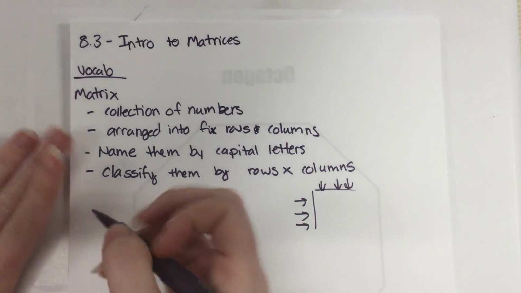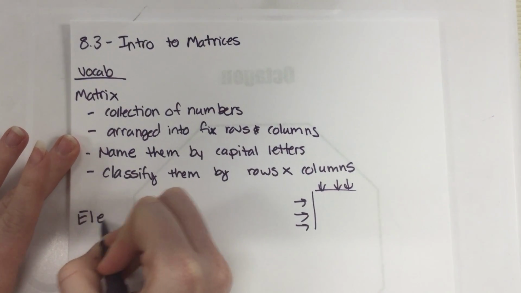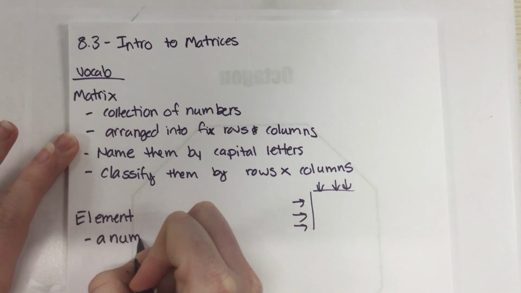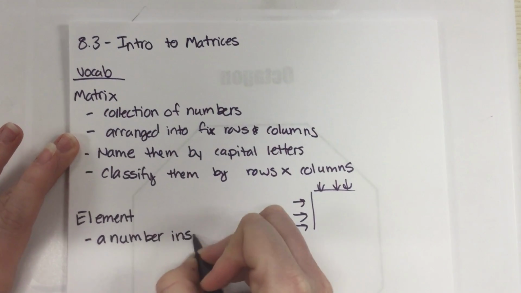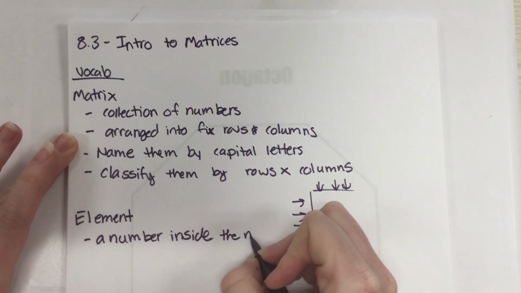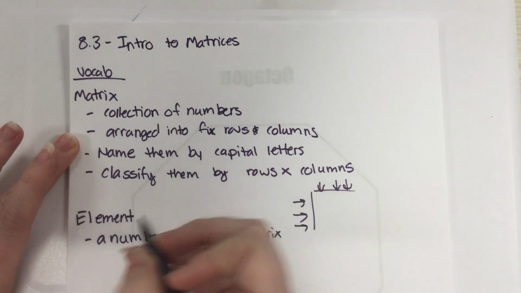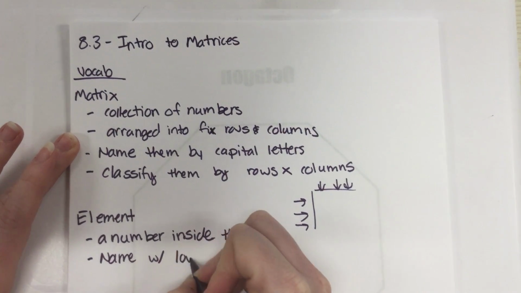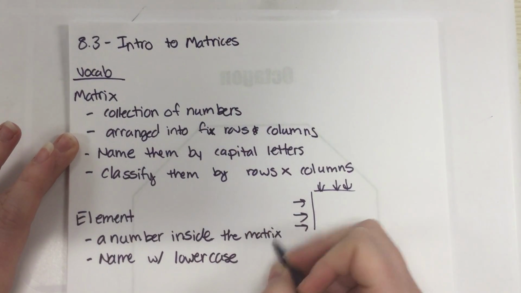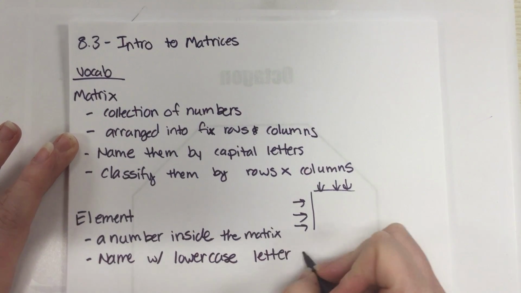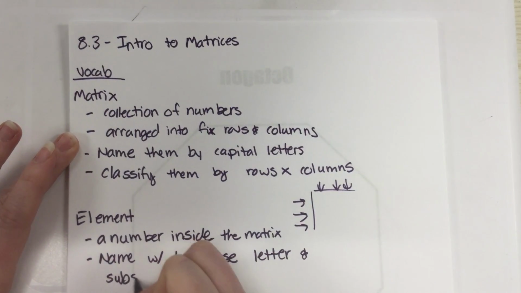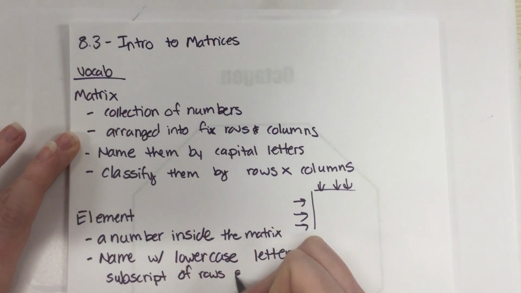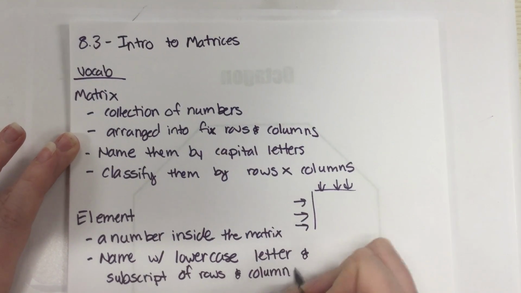All right, another part of a matrix is what we call an element. And so an element is a number inside the matrix. We will name it with a lowercase letter and a subscript of rows and columns. Okay, rows first, columns second.